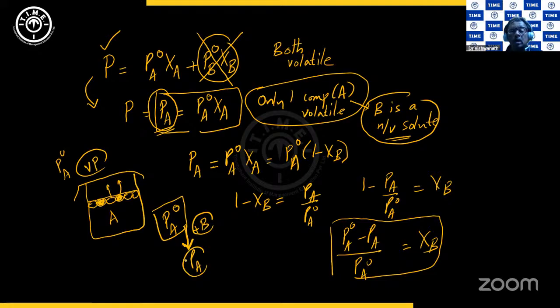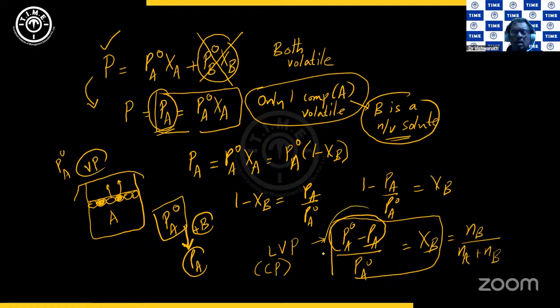So there is a lowering of vapor pressure. So PA naught minus PA is the lowering of vapor pressure here. And that lowering of vapor pressure is a colligative property because it depends on the number of moles of solute. Clear? And this entire thing, PA naught minus PA by PA naught, something like selling price minus cost price by cost price, right, is the relative lowering of vapor pressure. That whole thing.